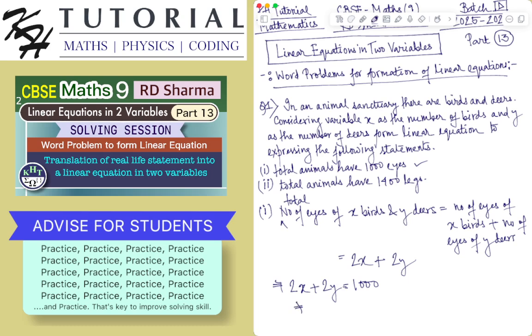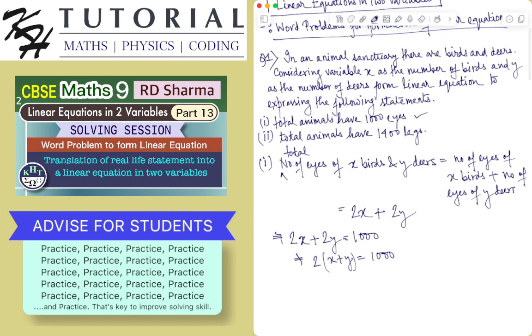Now we can further simplify: the LHS can be factored as 2 into x plus y, is equal to 1000. Whenever possible, when you form a linear equation, always try to express it in a simple form. If there is a common factor in both the LHS and RHS, always cancel it out. So I will cancel the factor 2 from both sides, or in other words divide both LHS and RHS by 2, and I will have x plus y is equal to 500.